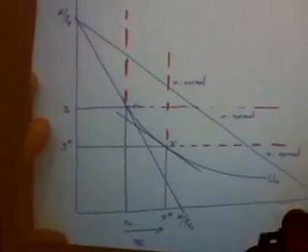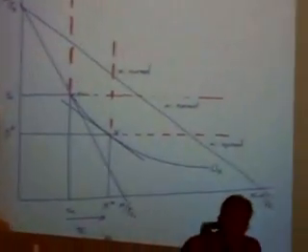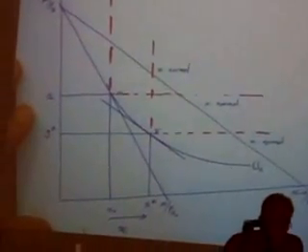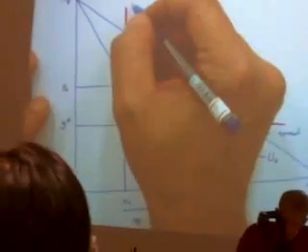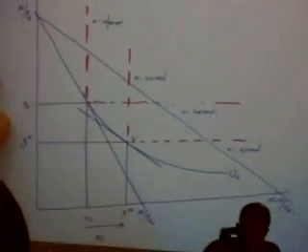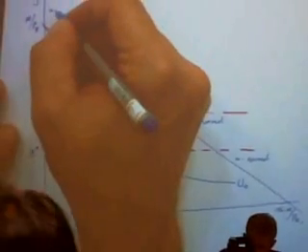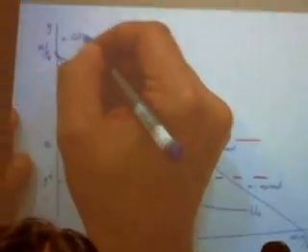But if my income effect works in the opposite direction, then I'm dealing with an inferior good. So if I end up here, X is inferior. And if it completely overwhelms the substitution effect, if I end up here, X is actually a Giffen good.